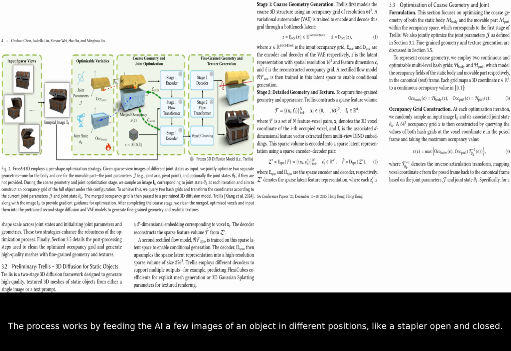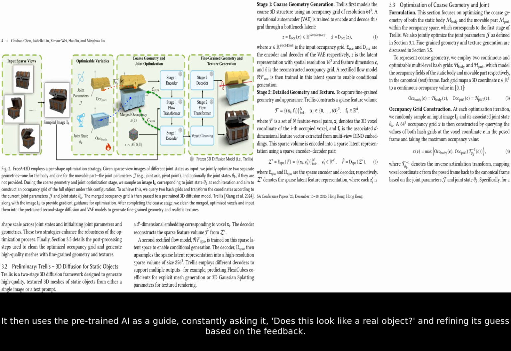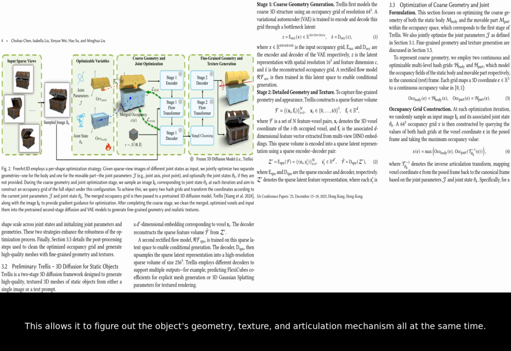The process works by feeding the AI a few images of an object in different positions, like a stapler open and closed. The system then starts an optimization process, essentially making a guess for the object's shape and joint. It then uses the pre-trained AI as a guide, constantly asking it, "Does this look like a real object?" and refining its guess based on the feedback. This allows it to figure out the object's geometry, texture, and articulation mechanism all at the same time.